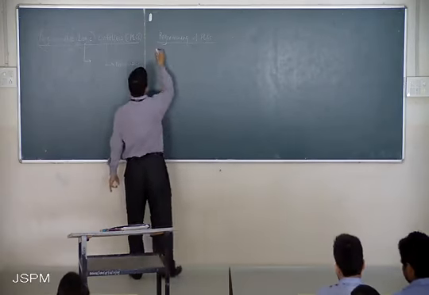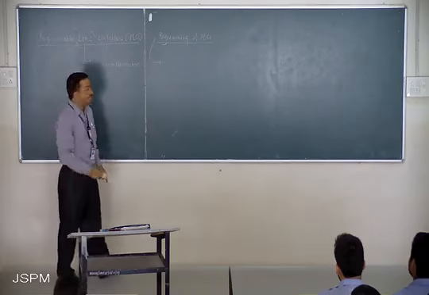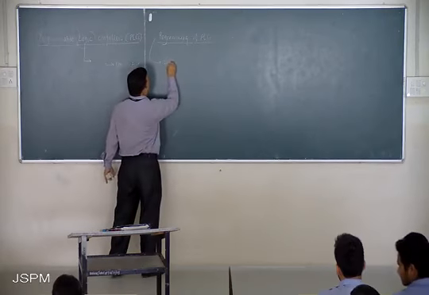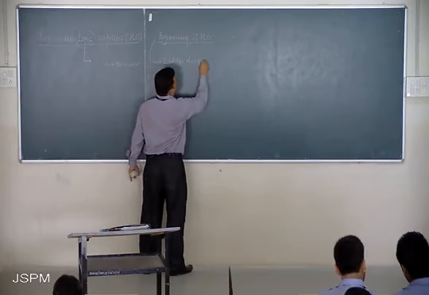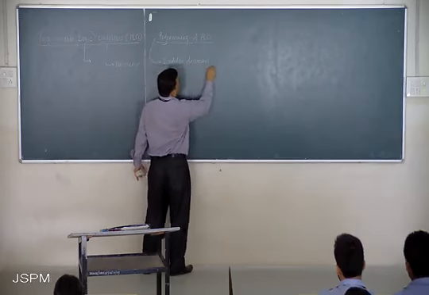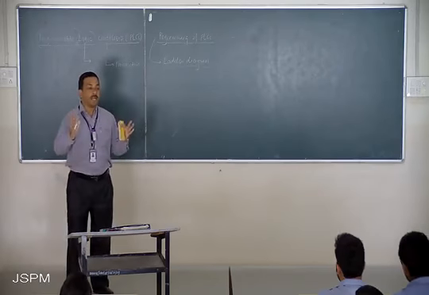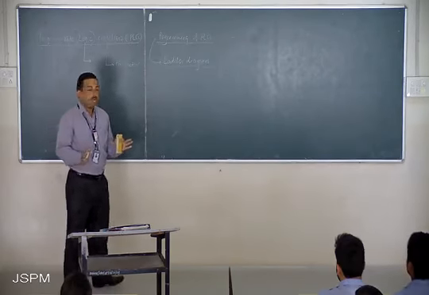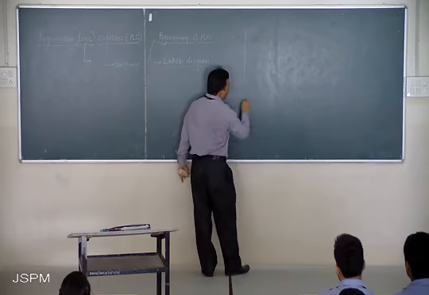Now how are the PLCs programmed? The PLCs are programmed by using a ladder diagram, also called ladder logic. Now first of all, see what the components of a ladder diagram are. The ladder diagram essentially consists of two vertical lines.